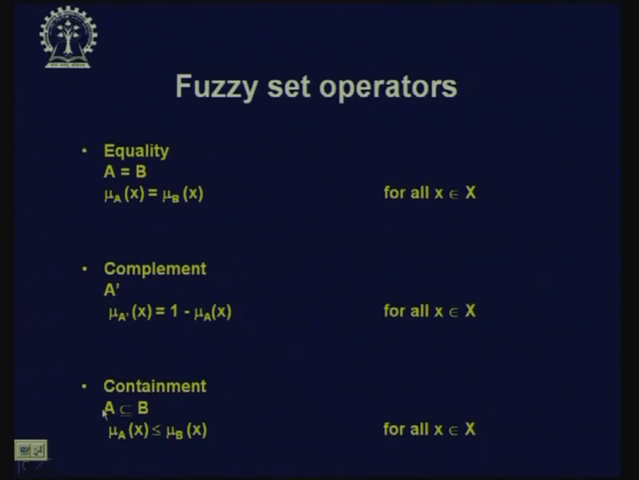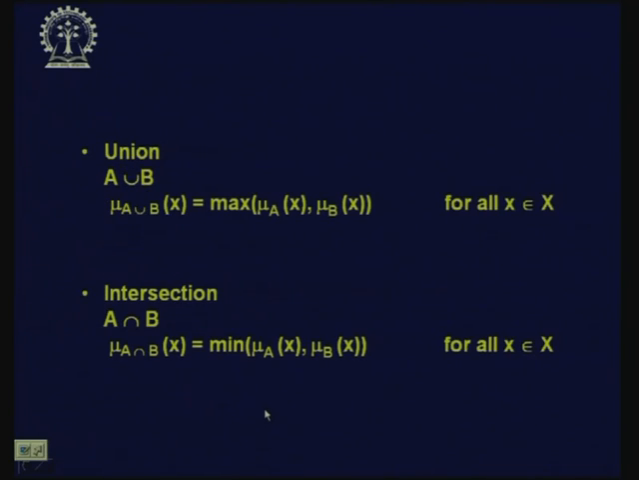Containment, that is A is a subset of B, A is contained in B. That is true in case of fuzzy set if the membership values for all the X's in A are less than or equal to the membership value of the same element in B. All right. So, you see how we are dealing now with the membership values.